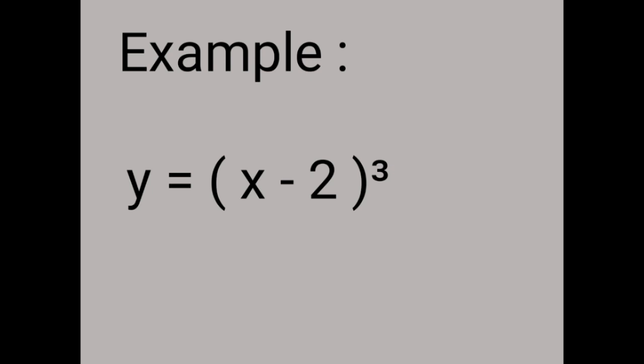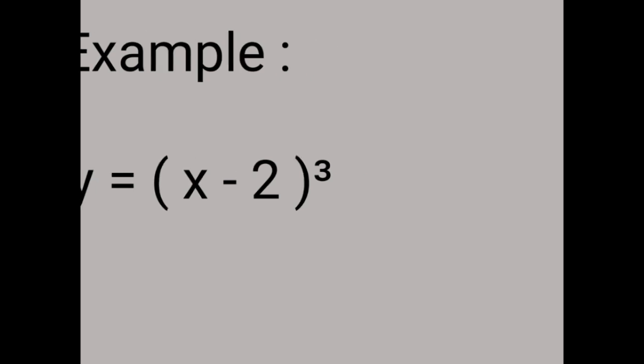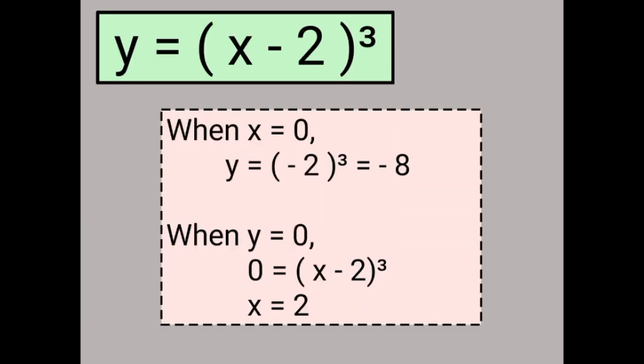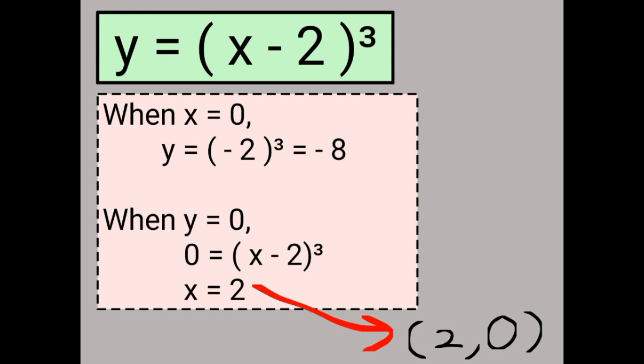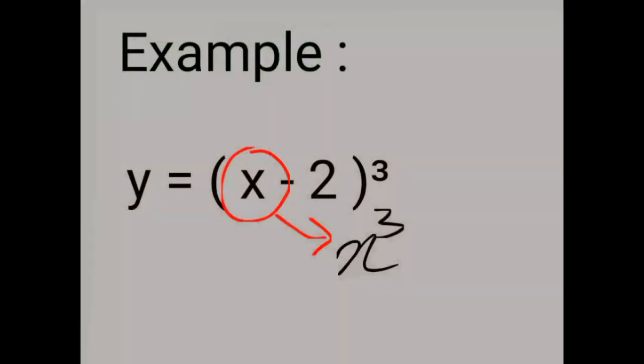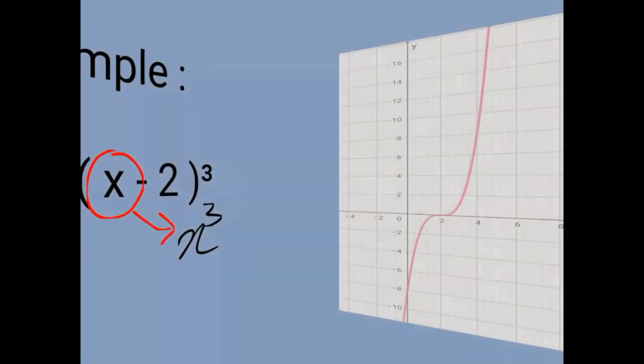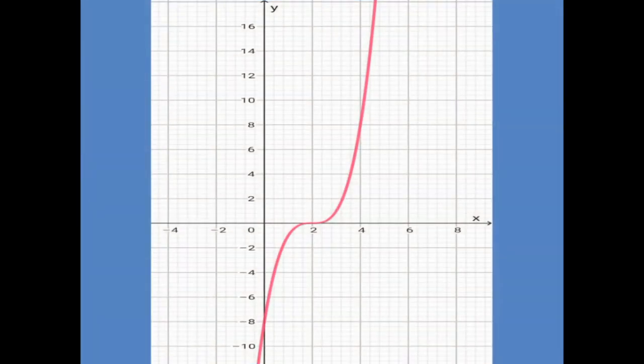y = (x − 2)³. When x equals 0, y equals (−2)³ equals minus 8, and when y equals 0, x equals 2. So, the curve crosses the x-axis at (2, 0) only. Here, the coefficient of x³ is positive and hence the graph would take this shape. If you take a look here, you can see x = 2 is a triple repeated root.